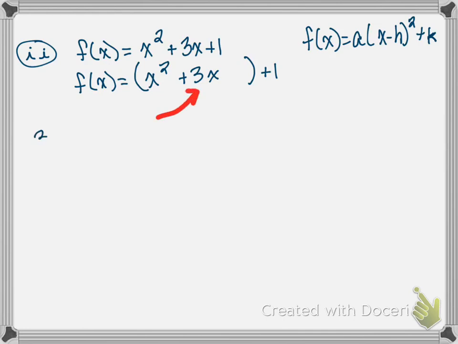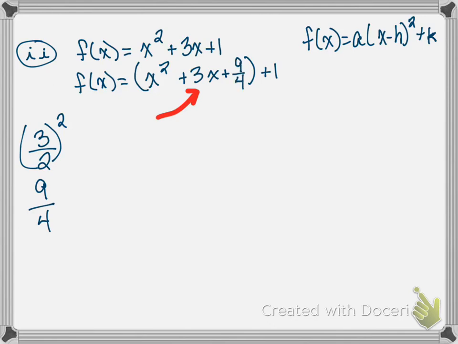So half of 3 is 3 over 2. Half of 3 is 3 over 2, or 1.5. You're going to be better off if you leave it as 3 over 2. Okay? So now I'm going to take my 3 over 2 and I'm going to square it. When I square that, it becomes 9 over 4. So I am adding 9 over 4 right here.